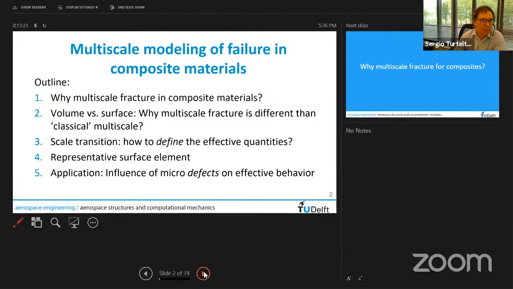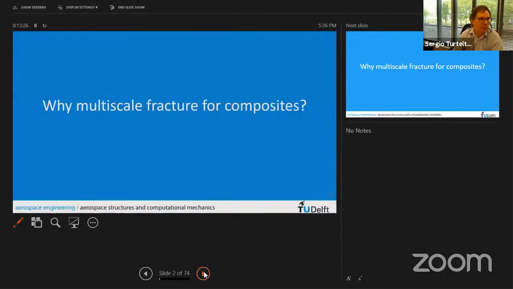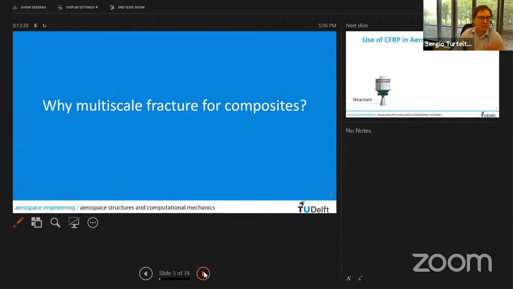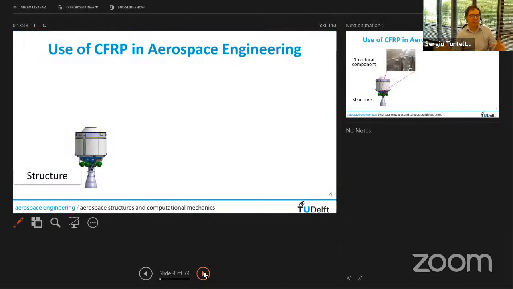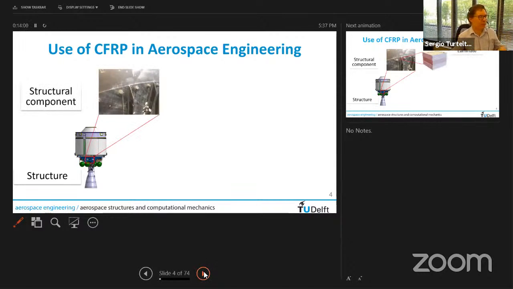So with this roadmap, let me get started with the first topic, which is why multiscale fracturing composites. To motivate this, usually all the multiscale talks always have a multiscale picture, and this is no different. So let me start with the macro one. Because I work in aerospace structures, I have to start with an aerospace structure. So typically you would have here a macroscopic structure, which is a rocket, one of the Arianes.